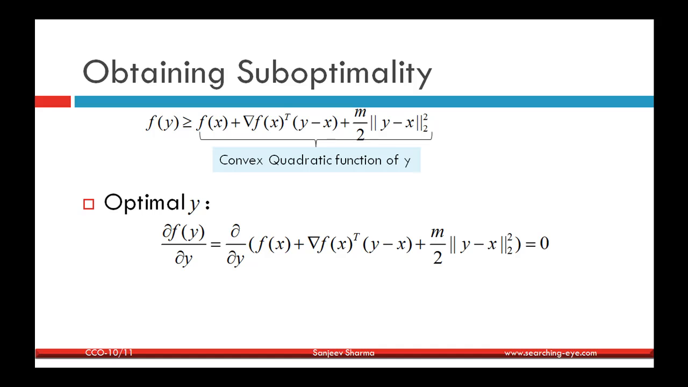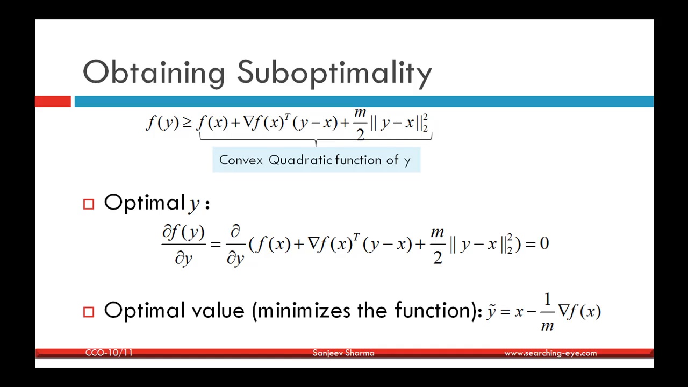The del over del y of f(x) is going to be 0. Del over del y of del f(x) transpose times y is going to give del f(x), and del f(x) transpose times negative x. Differentiation with respect to y will give 0, and the differentiation of the last term, that is m over 2 times norm of y minus x squared, which is (y minus x) transpose times (y minus x), will just give us m times (y minus x). So solving for 0 will give us the analytical solution for y, which is given as y tilde is x minus 1 over m del f(x).